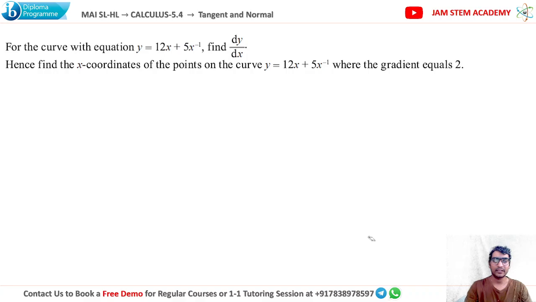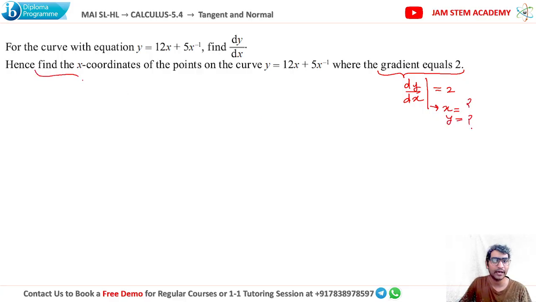So one more question. It says for the curve with the equation y equal to 12x plus 5x to the power negative 1, first we have to find the value of dy over dx. Second part, hence find the coordinates of the point where the curve has the gradient equal to 2. Gradient equal to 2 means the value of dy over dx must be equal to 2, and we have to find those values of x and y from here. This says find the x coordinate of the point. So we don't need y. Let's find x only.